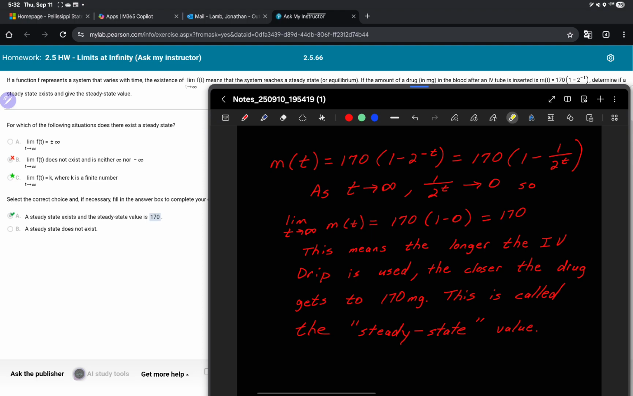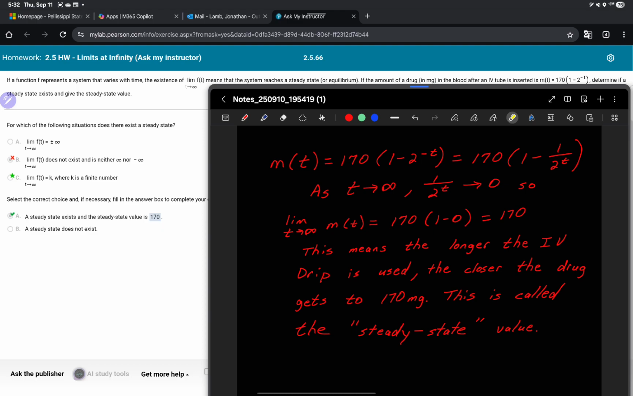And notice, no matter how long t is, this will never get above 170. That's a critical thing. We're always subtracting this small amount from 1. So it's going to get closer and closer and closer to 170 milligrams in the body the longer this stays in there. That would be our steady state.